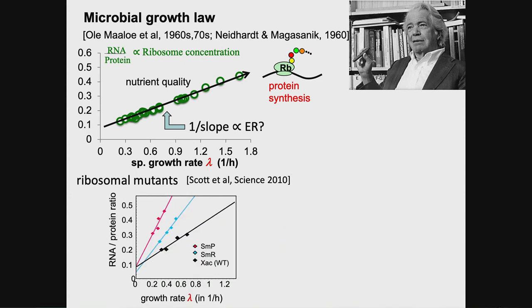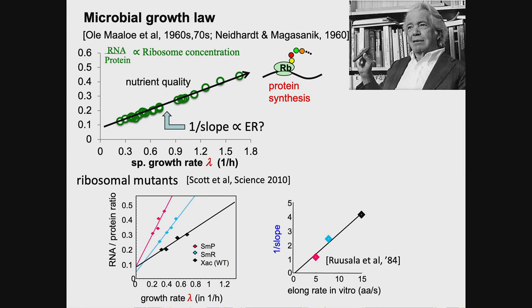And then with Matt Scott, we did such a study. We looked at the ribosomes for mutants of E. coli that are translated at different rates. This is a wild type. These mutants have slower translation rate and the slope increases.